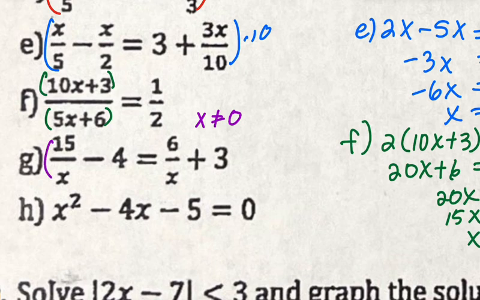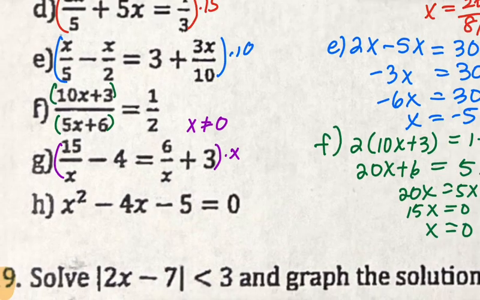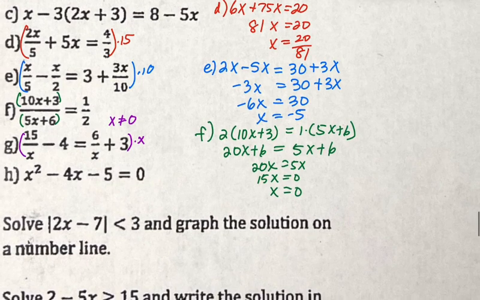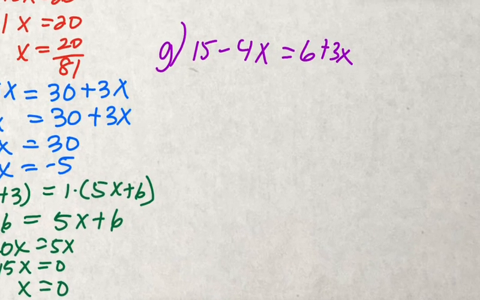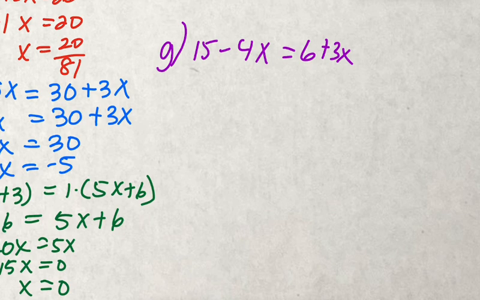But you can still do the same trick. Multiply everything through by that common denominator. Nice things are going to happen. So let's go ahead and do G. I'm going to do it right here. I'll make it small for a minute. And as I multiply through by x, I get 15 minus 4x equals 6 plus 3x. I do get a much, much nicer thing by multiplying everything through by x. But you got to keep in mind, x is not allowed to equal 0. That'll screw everything up, okay?